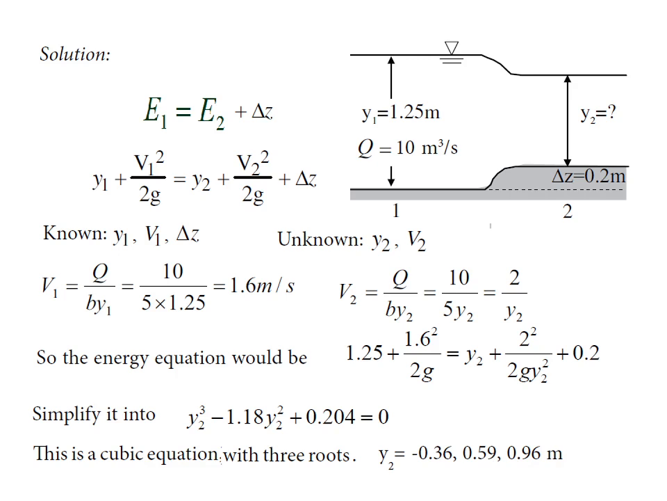And here we should know more about the flow regime. We should analyze this flow from another point of view in order to decide which one is correct, 0.59 or 0.96. Actually, in order to answer this question and decide which one is true, we need to find the critical depth in this canal.